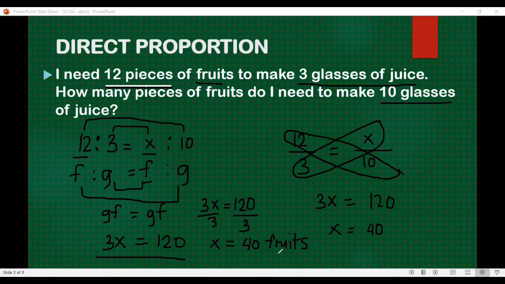And then we only have to write now the unit of measure. So 40 fruits. That is for the first problem that could actually involve direct proportion.